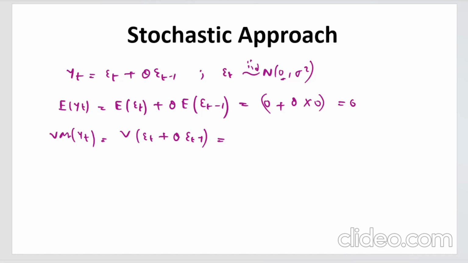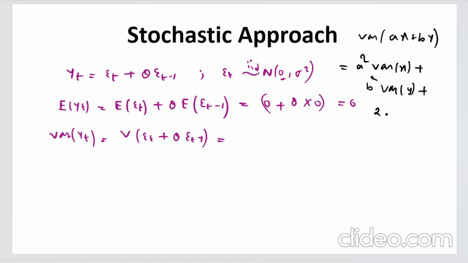For that, let me write the formula. Variance of ax plus by is a squared variance of x plus b squared variance of y plus 2ab covariance of xy. This is the formula, so you have to apply that here. Here you have variance of ax plus by, where a is 1 and b is theta.